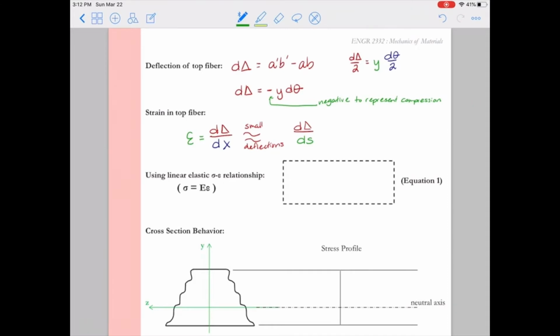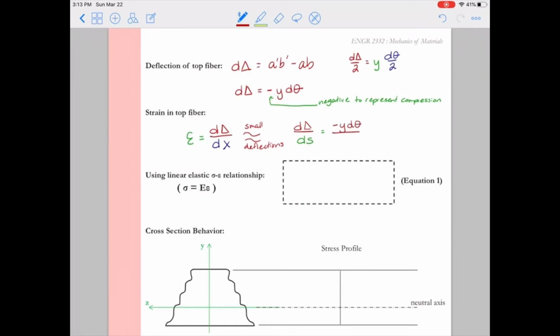I have an expression for d delta above. We said that was minus y d theta. I got it in the wrong color ink, so I'm going to make a quick change. There we go.